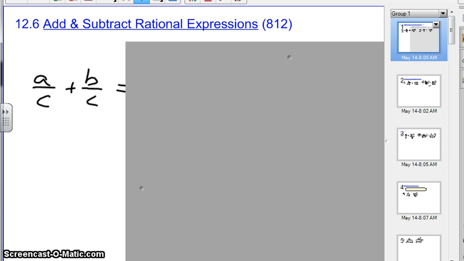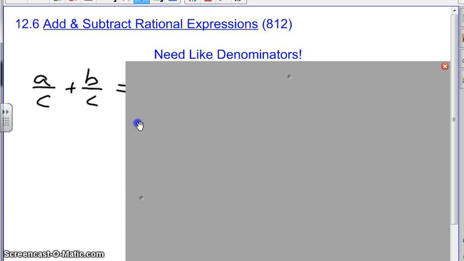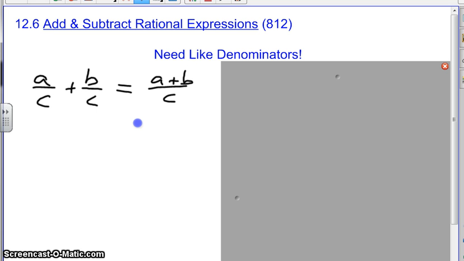And when you're adding fractions, what must be true? The same denominator. Good. Like denominators. Complete this expression. A over C plus B over C, Ellie, equals? B over C. Over just a C, that's right.